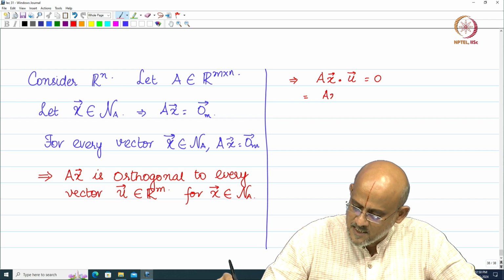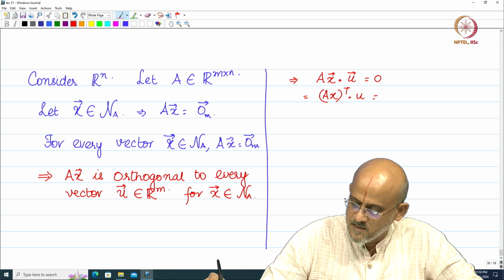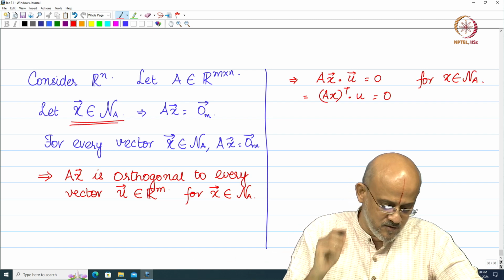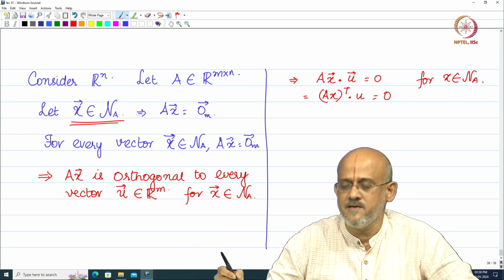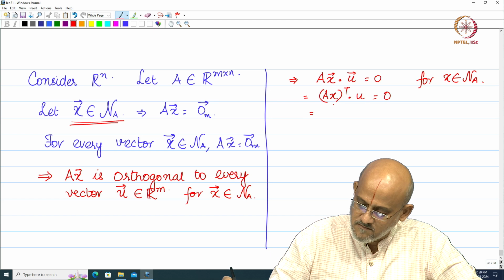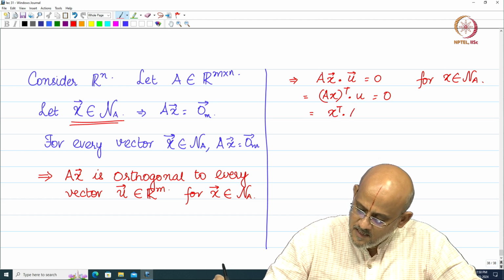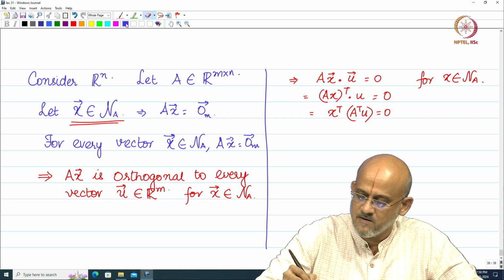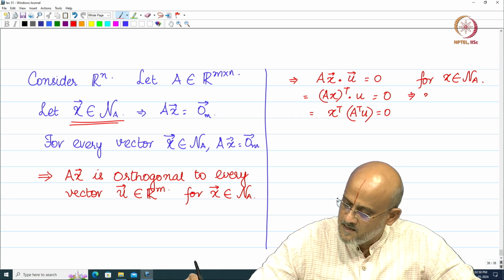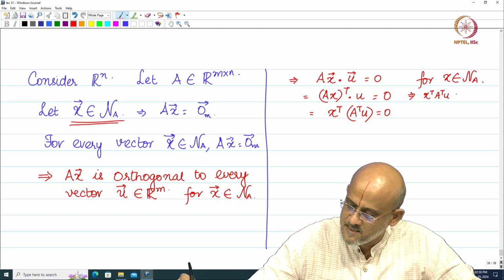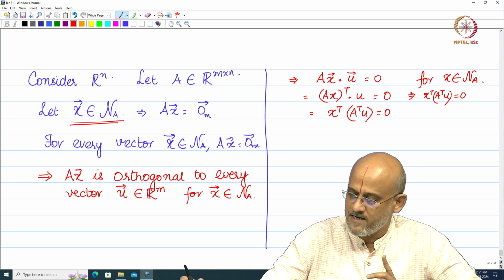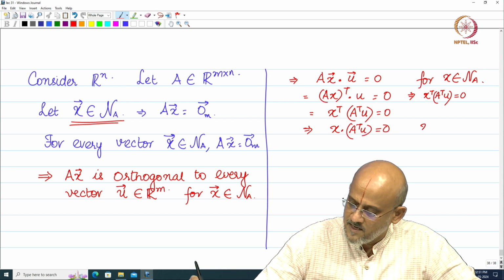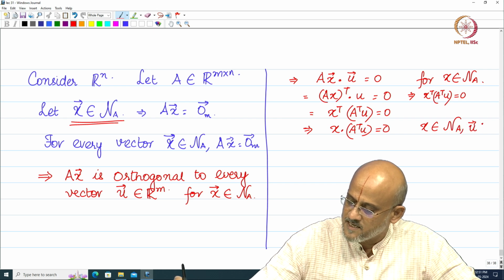I will write this as (Ax) the whole transpose dot u is equal to 0, for x in the null space of A; that has to be remembered. So, we have x in the null space of A, and u is going to be in Rm. So, what is it that we have? I have x transpose dot A transpose u is equal to 0. Can I do this? Yes, because I can group it this way: x transpose into A transpose u is equal to 0, which implies x dot A transpose u is equal to 0, where x is in the null space of A and u is in Rm.